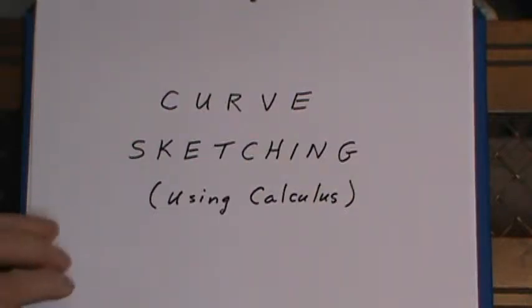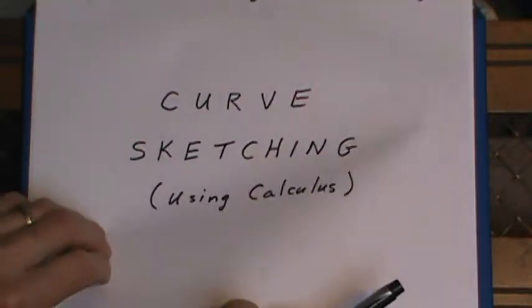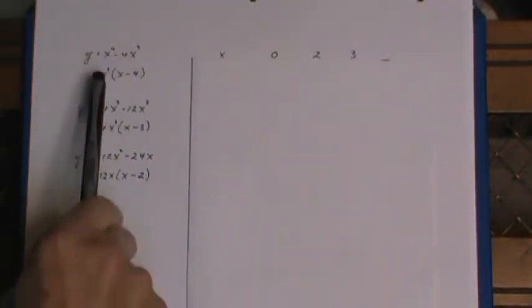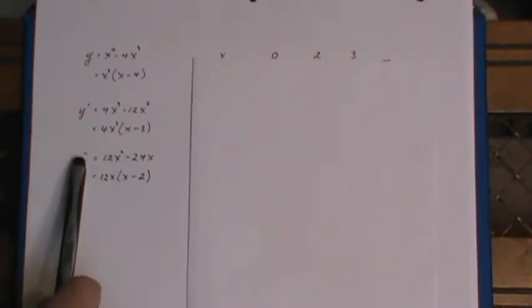In these examples of curve sketching, I'm going to use calculus to find maximums, minimums, and points of inflection. Now, this is the first function that I'm going to look at in factored form. This is the first derivative. We use that to find maximums and minimums. And here's the second derivative.